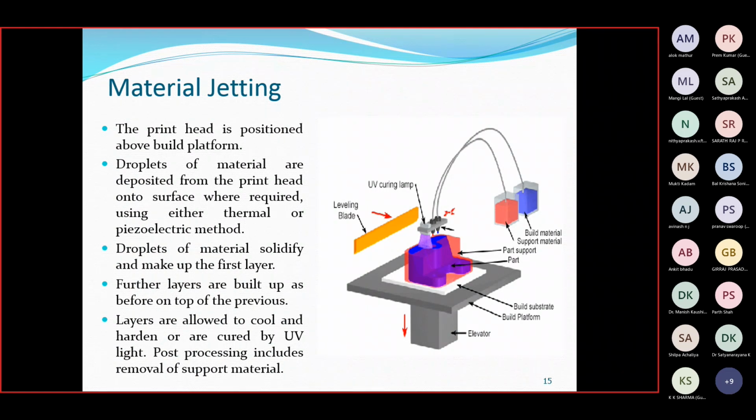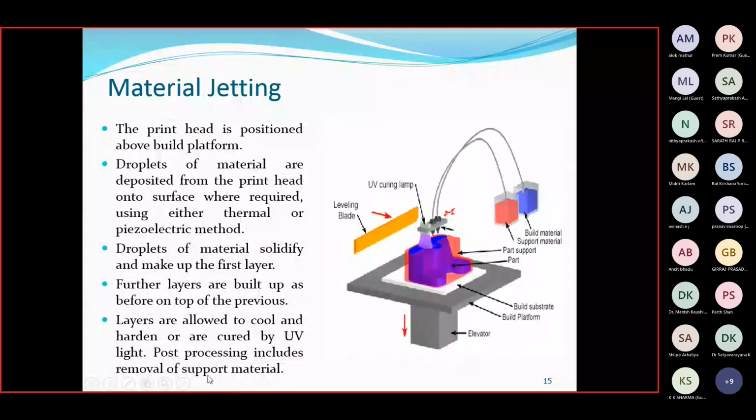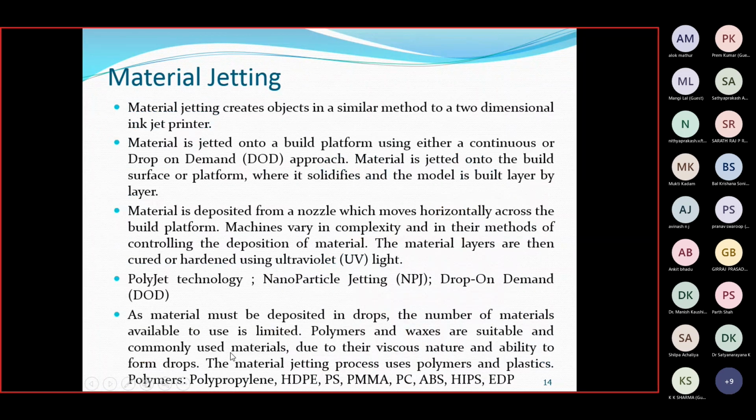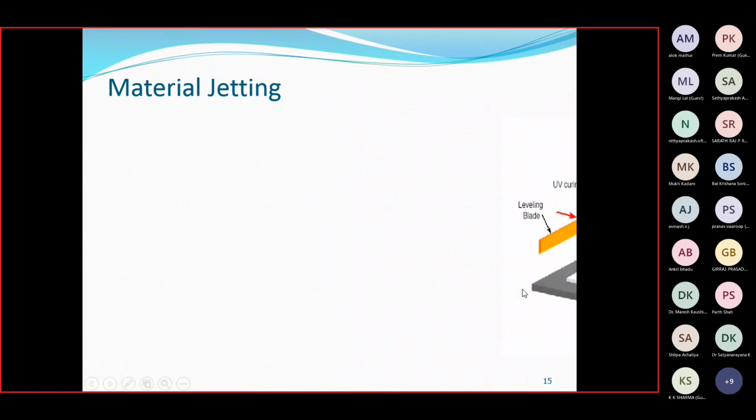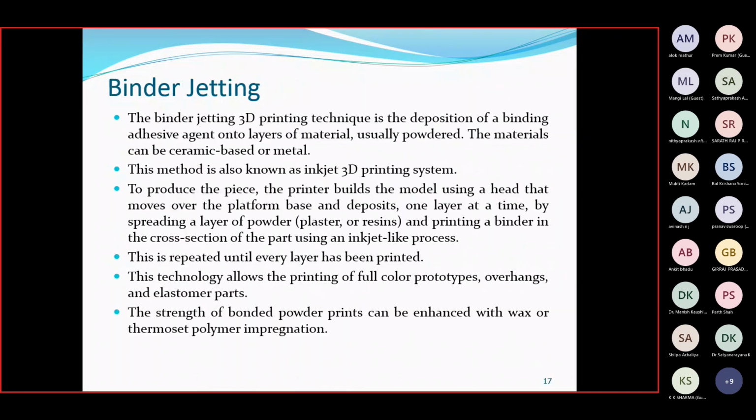Wherever there is a gap, you have to fill that gap with some support material, and you can remove that support material after the creation of the complete 3D object. High accuracy can be achieved, but materials are limited. Again, I am saying only polymer and wax can be used, and polymers and plastics can be used in this. These are the advantages and disadvantages of material jetting.